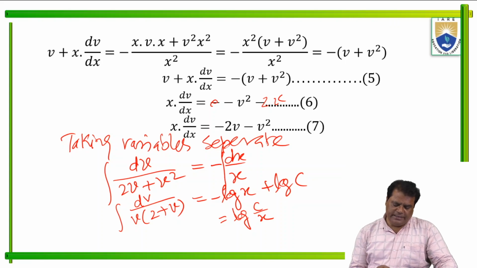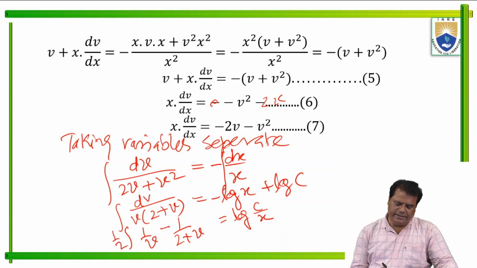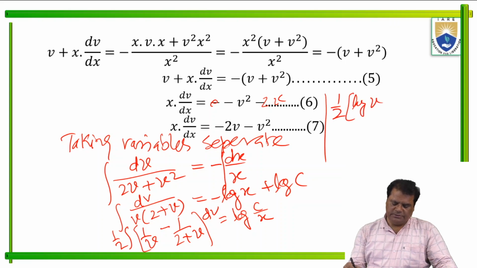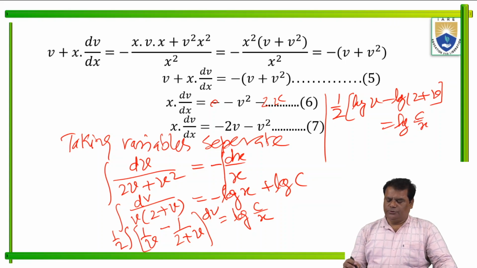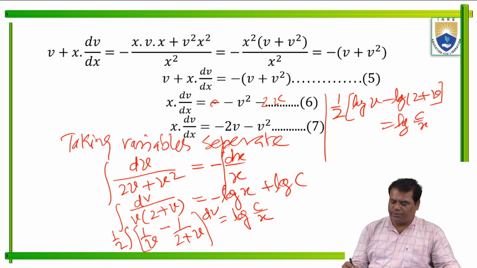And in this side, we are breaking by partial fraction here. So 1 upon 2 plus v and 1 upon v. So 2 plus v minus v, minus sign. So 1 upon 2 divided here. So I am writing this directly dv. So integration of this is 1 upon 2 log v minus log 2 plus v and equal to log c upon x. So this 2 multiplies to here, c square.